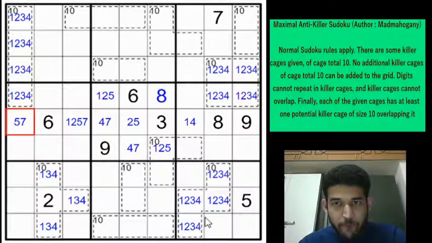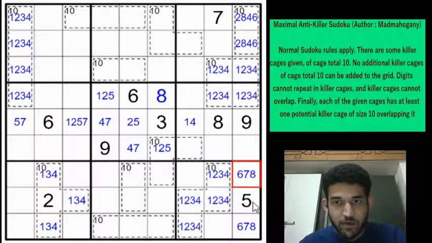Now, let's focus on this 10 cage. It cannot be 3 plus 7 or 1 plus 9. So it can only be 2, 8, 2, 8 or 4, 6 and 4, 6. Only possible option. And we have 1, 2, 3, 4 locked here and a 5 here. And 9 is in column 9 as well. So these two cells can only be 6, 7 and 8. They cannot be 1, 2, 3, 4, 5 and 9. They can only be 6, 7 and 8.